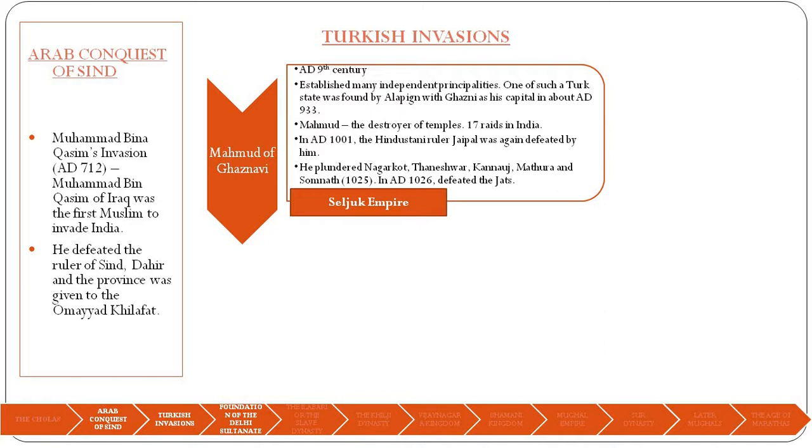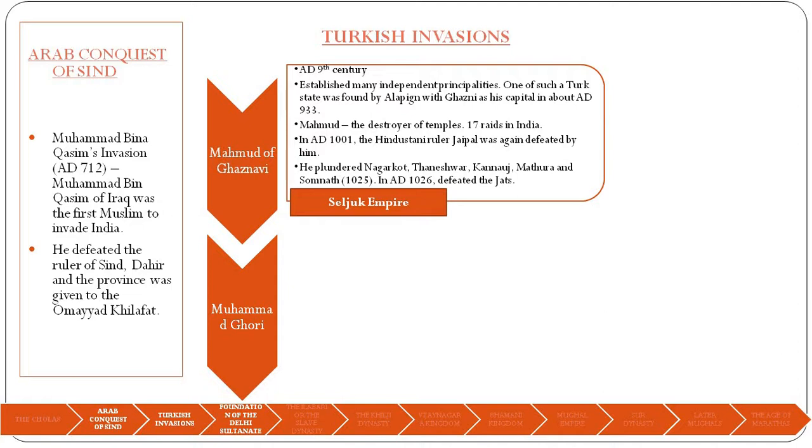Then in between came the Seljuk Empire. The Ghaznavi state was no longer a powerful state after Mahmud of Ghazni. His successors were weak, resulting in the emergence of a powerful empire called the Seljuk Empire. But towards the middle of the 12th century, another group of Turkish tribesmen shattered the power of the Seljuk Turks.